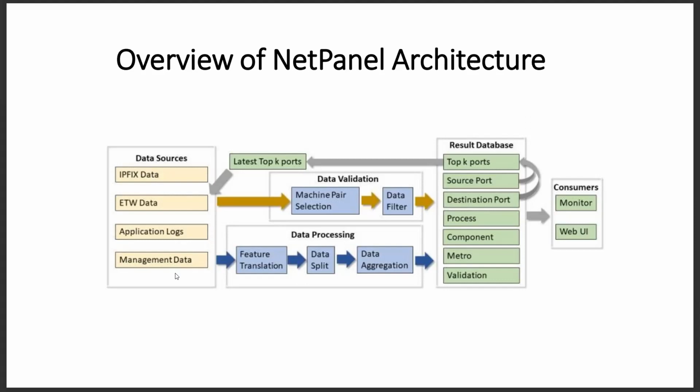So the main goal of NetPanel is to identify and monitor the latest top K ports. These are the most significant ports in the network. We store the results in a database which includes information about these top K ports along with their associated source port, destination port, process, component, and location, which is a metro. And this data is used for validation purposes as well.